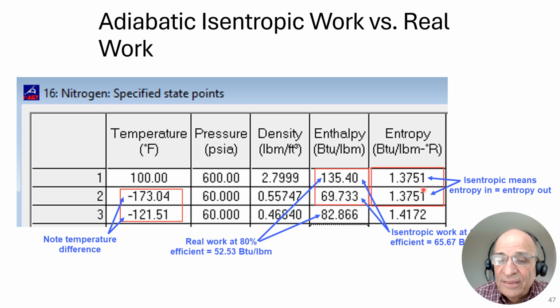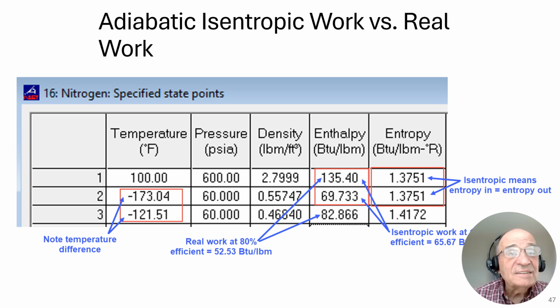So if it's isentropic, the entropy remains the same. So I now put in this value in the entropy for the second row. And if you look at that, the entropy here is 1.3751, identical here. This is an input that I put in. What else do we know about the outlet of the expander? We know that it's 60 psi. So we put in this 60 psi, and when we hit enter, all the rest of the column populates. And we can see that the temperature coming out of this expander is minus 173 degrees Fahrenheit, quite cold.